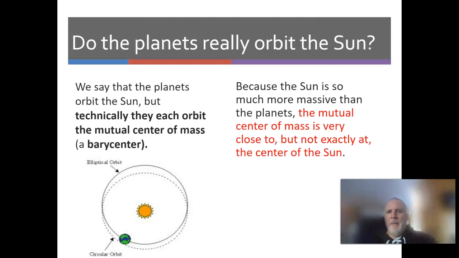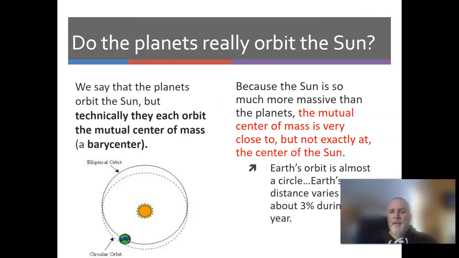Because it's so much more massive than the planets, the mutual center of mass is very close to, but not exactly, the center of the sun. The sun is extremely massive compared to everything else in our solar system. The Earth's orbit is almost a perfect circle. And as we saw in that other slide, it's only 5 million kilometers difference from one side to the other. So it only varies by 3% during an entire year. That's not very much, but it's enough.